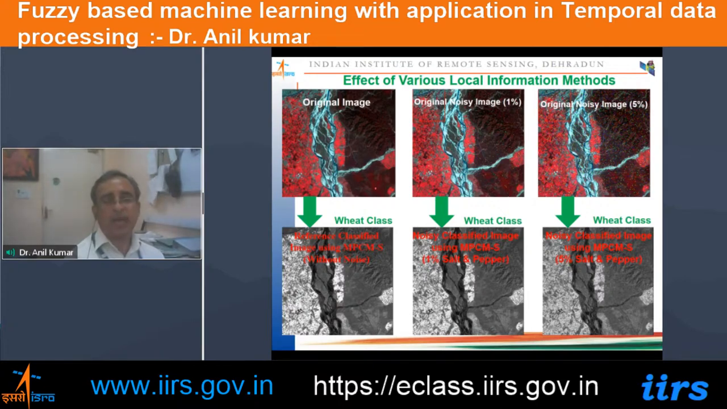This is the actual raw input image, and this is the output of the wheat class. Wherever there is white, that is wheat class. And here, just adding 1% noise, the output is hardly affected. When there is 5% noise, it has green dots, but still the output is hardly affected.